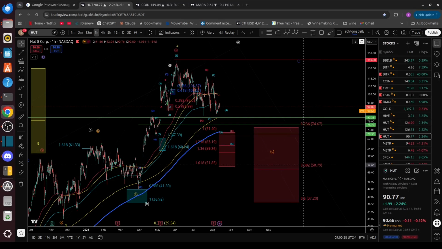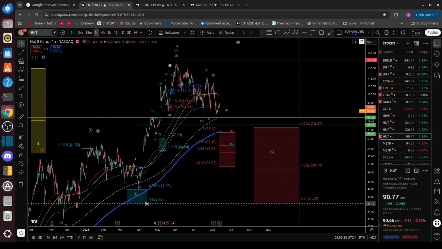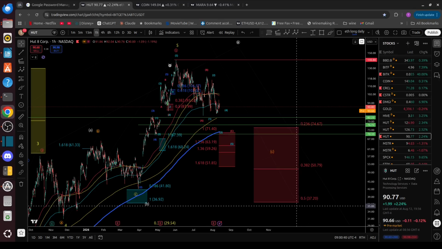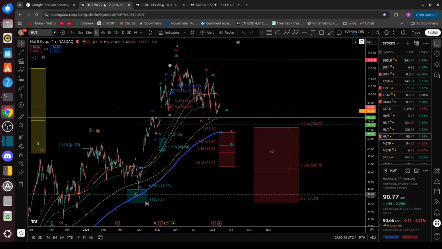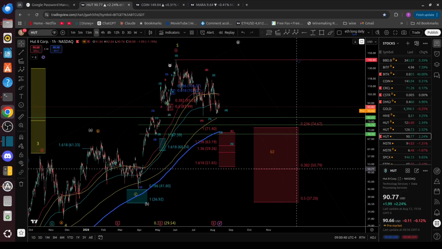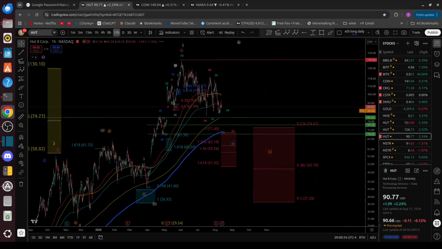So 74.67, then we have $50.79 and $37.20. $37.20, I would love it. Many people are going to cry and be desperate, but I would find this an amazing opportunity to buy back Hot and Mining. I don't think it's going to happen. I mean, even $50, it's going to be hard, I think, to go that low.